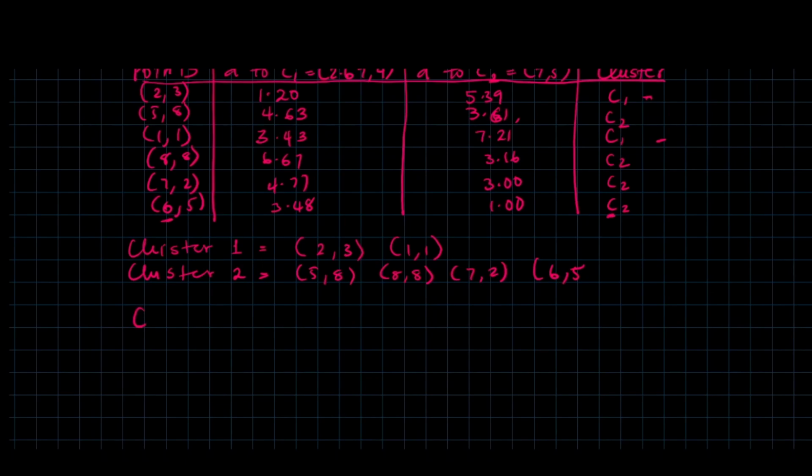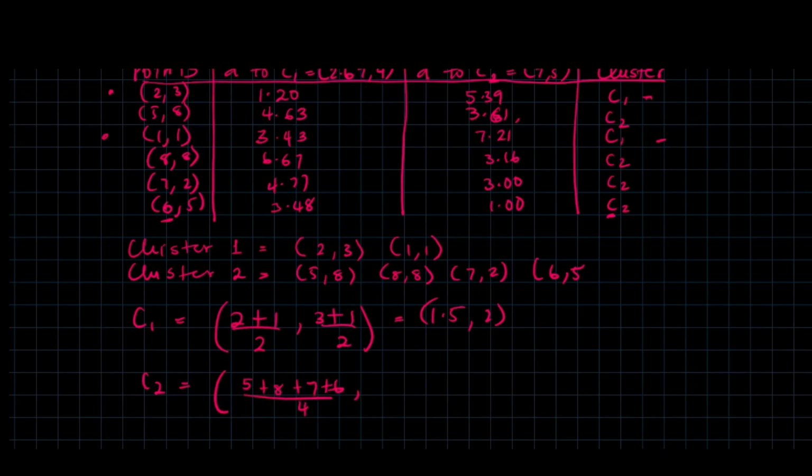Now we're going to update our centroids again. Remember how we did it? C1 is going to be equal to, this is C1 and this is C1, so it's going to be (2 plus 1) over 2, comma (3 plus 1) over 2. This will be equal to (1.5, 2). And our C2 will be (5 plus 8 plus 7 plus 6) over 4 and (8 plus 8 plus 2 plus 5) over 4. This will simply give you 6.5 and 5.75. That's the answer. So now let's do our third iteration. I know, I'm getting tired too.